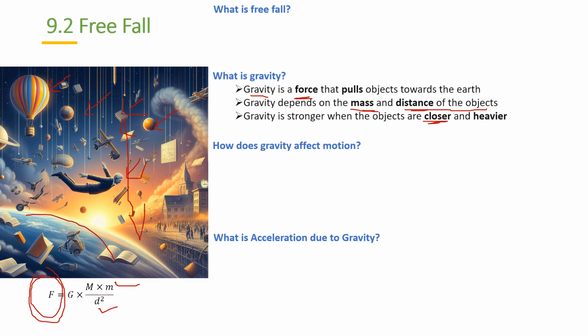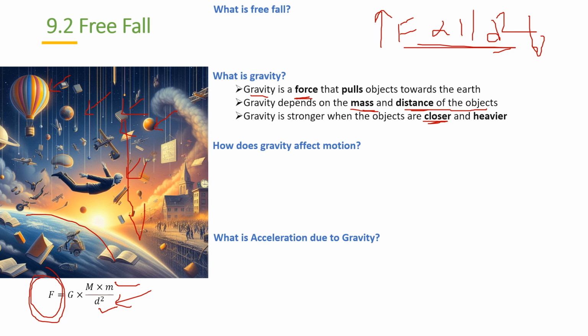Why is it stronger when closer? Because F is inversely proportional to D square, correct? Closer means D is small. If D is small, it means the distance is small. If the two objects are very close, the distance is small, so the force is very high.